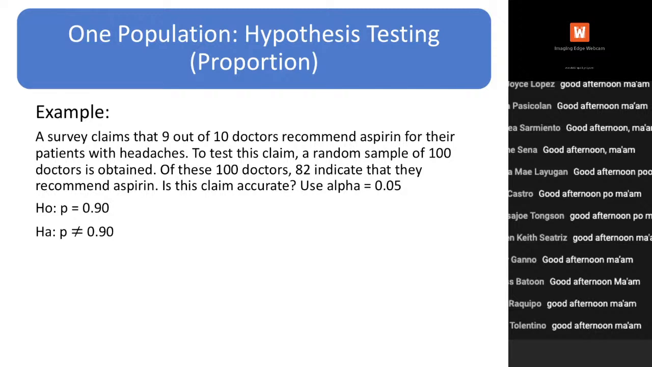So HO, our parameter here is no longer mean. Hindi na siya mu, kundi proportion. Kasi sa population, it's either mu or p. Okay? So p equal to 0.9, saan galing yan? From here, 9 out of 10. Express that into percentage, that's 90% or in decimal 0.9. Kaya yan. So this is our HO and the corresponding HA, p not equal to 0.9.